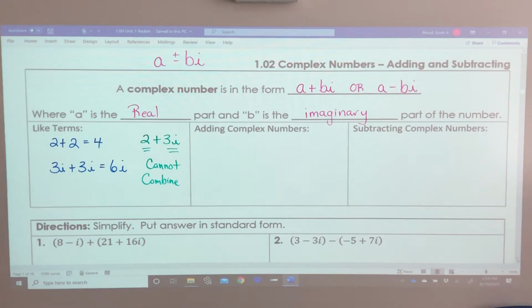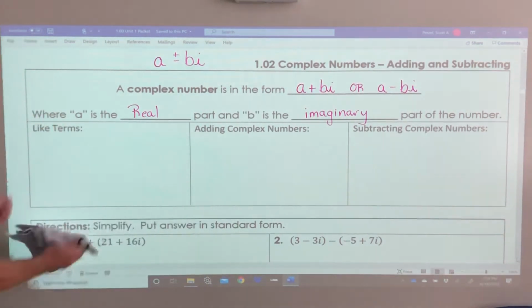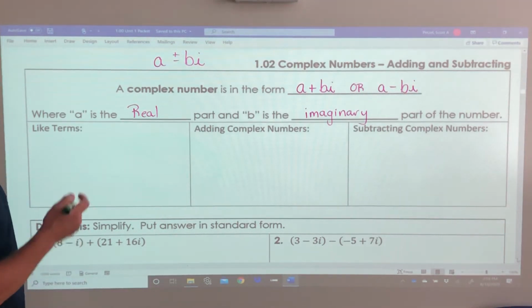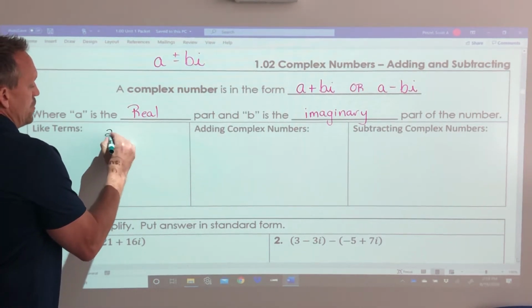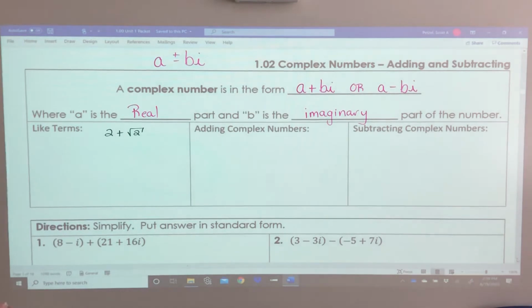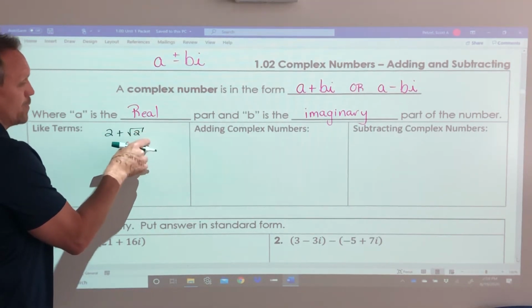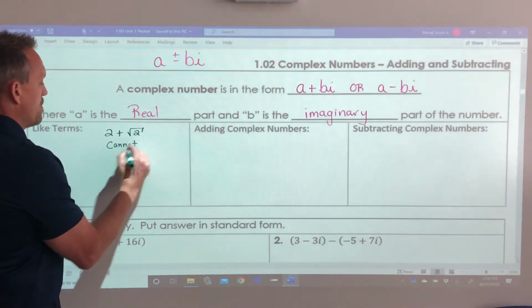So what about other things? I want to erase this. Hopefully you can see it. What are some other examples of like terms? So what if I had, let's say, 2 plus the square root of 2. Can I combine those? Well, no, you can't, because 2 is a real number, and the square root of 2 is a real number, but they're not like terms, so you cannot combine.